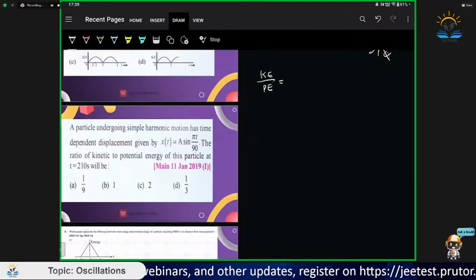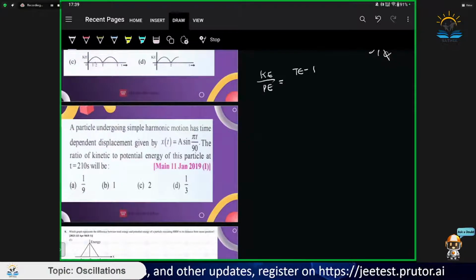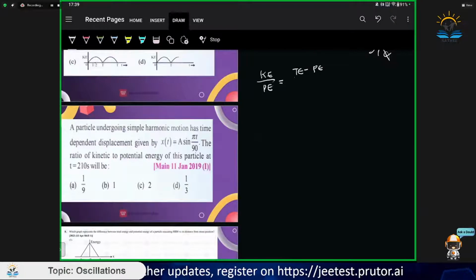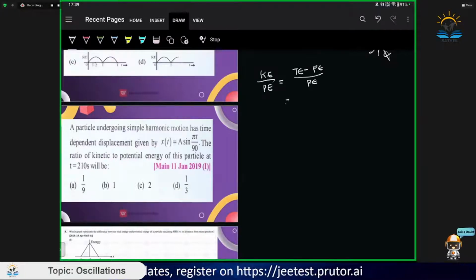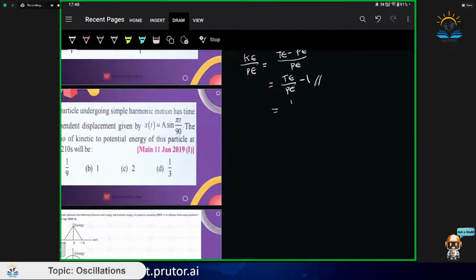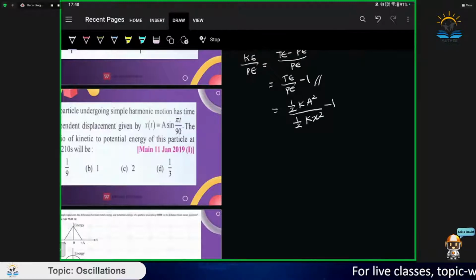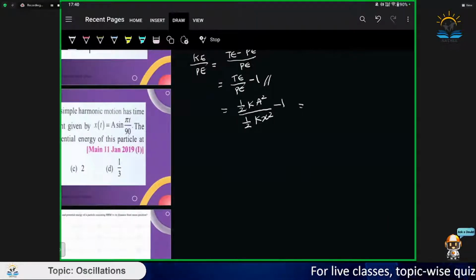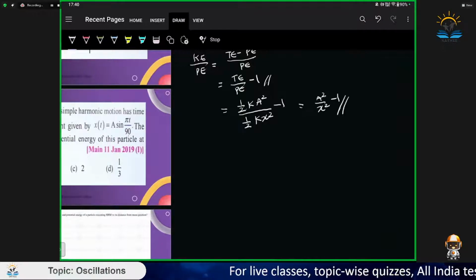We can write kinetic energy as total energy minus potential energy, right? So we will get total energy by potential energy minus 1. So we have an equation. What is total energy? Half k a square. It's always constant. What is potential energy? Half k x square. Right. So half k gets cancelled. So a square by x square minus 1. This will be our answer, right?